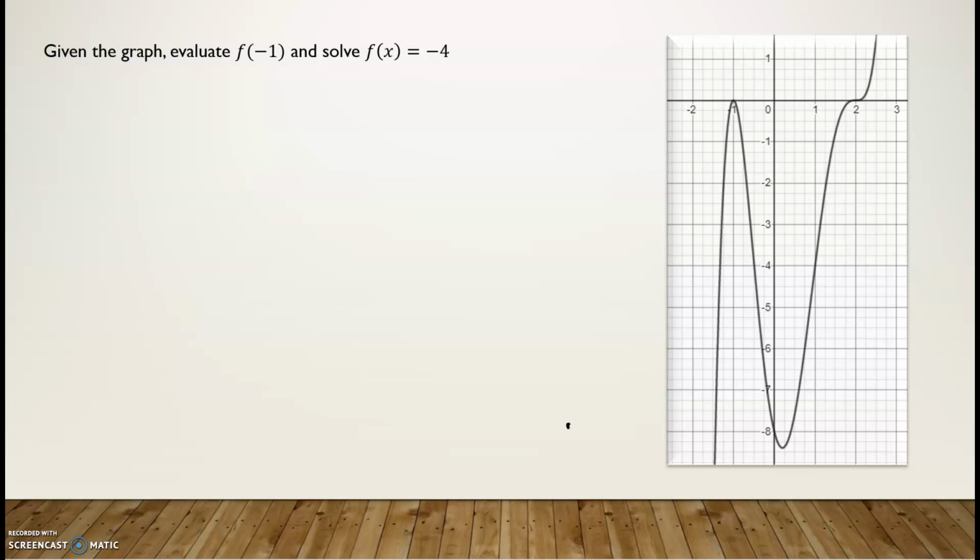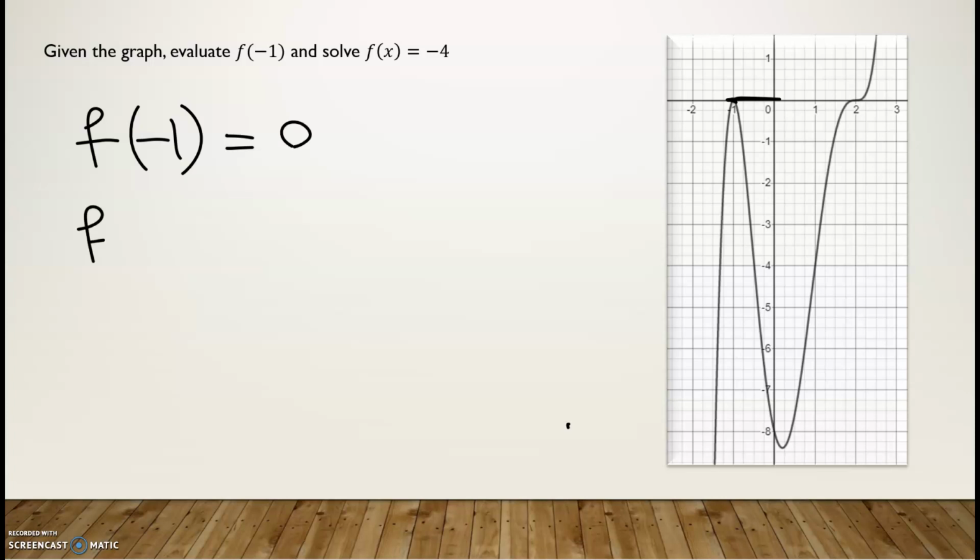Alright, this is part 2 of section 3.1. We are trying to evaluate f of -1. So we're going to go to our graph and go to -1, and it looks like our y value is 0 there.